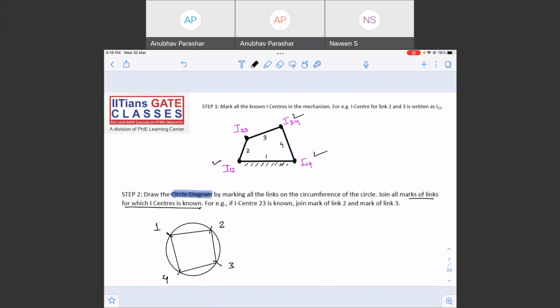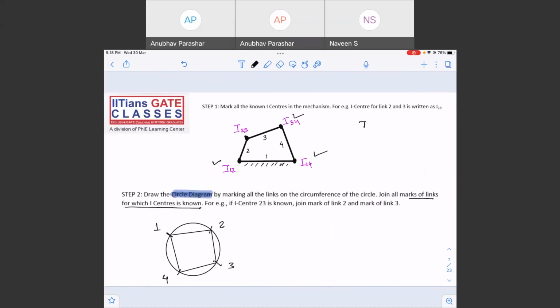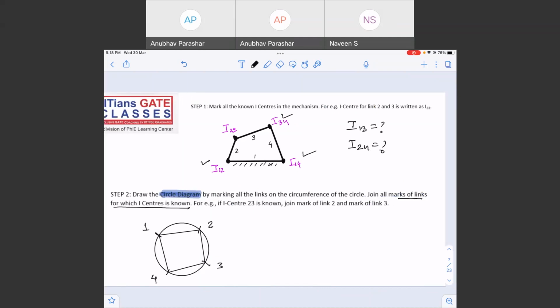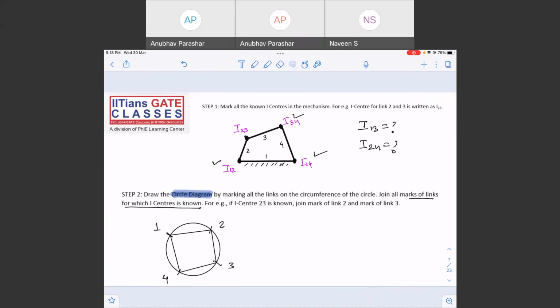Now we are left with two I centers. We have already seen which I centers we need to find out: 1, 3 and 2, 4. We need to find I center 1, 3 and I center 2, 4. Right? So let us try to find out how to find the I centers 1, 3 and 2, 4.